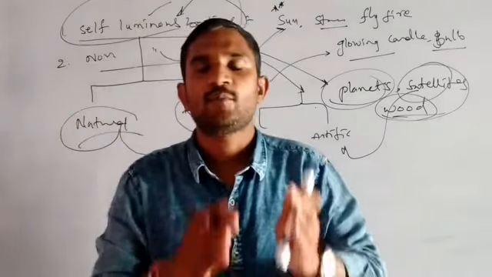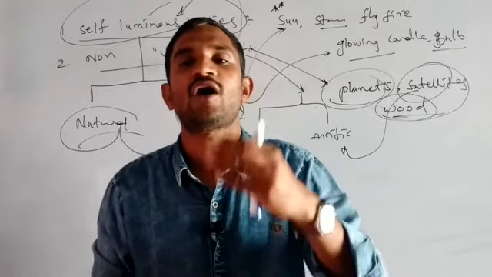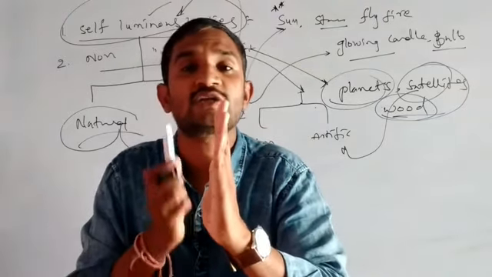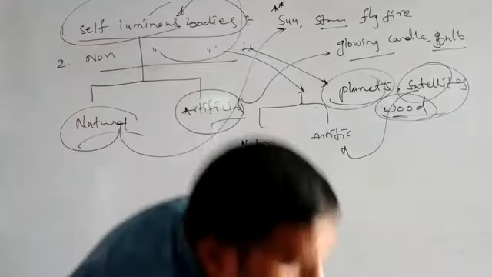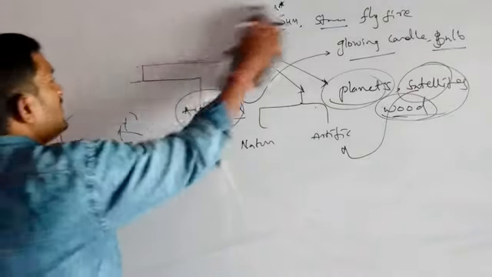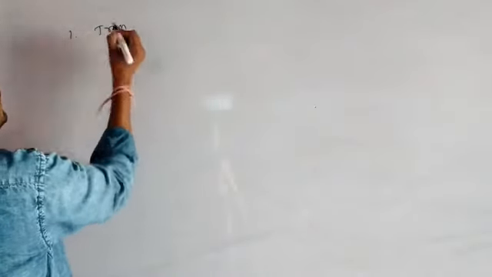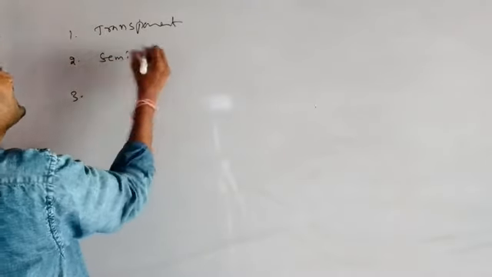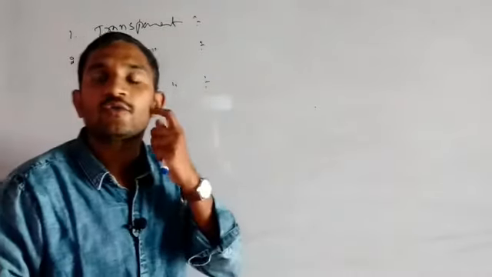Next concept: the passing of light through them. On the basis of the light passing through them, the materials are classified into three categories: first, transparent materials; second, semi-transparent materials; third, opaque substances, otherwise called opaque materials.